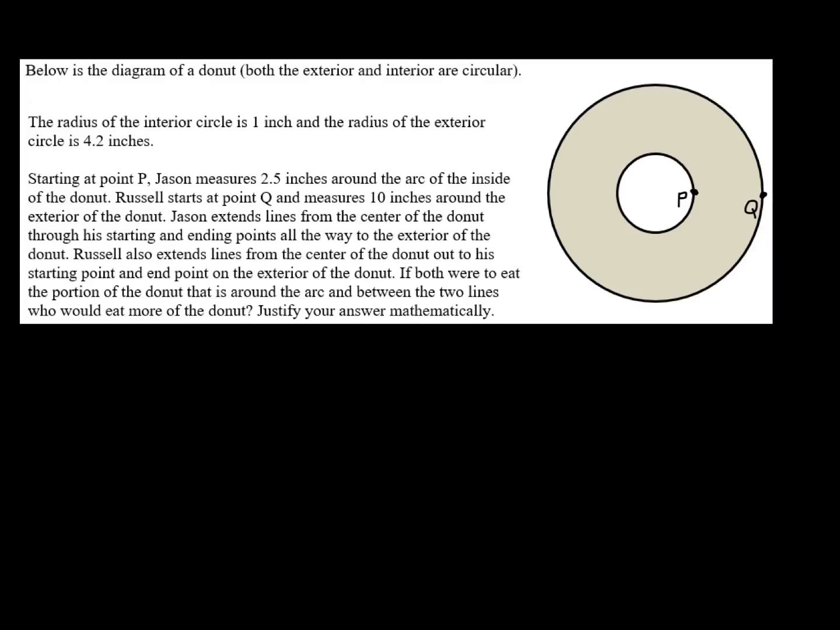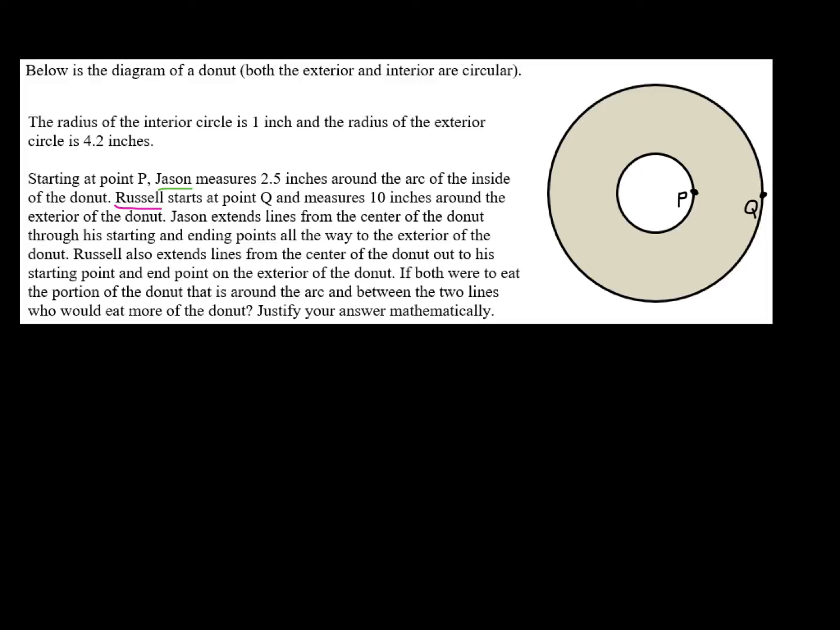So here is the donut problem. We've actually gone over the solution before, but I'm going to go over it again in case you've forgotten. So the interior of the donut is a circle, so is the exterior. The interior circle has a radius of 1 inch, hint hint, unit circle, and the exterior has a radius of 4.2. So I'm going to annotate what Jason does in green, and what Russell does in purple. And the annotation is what's key to figuring out how to mathematically determine who eats more of the donut.